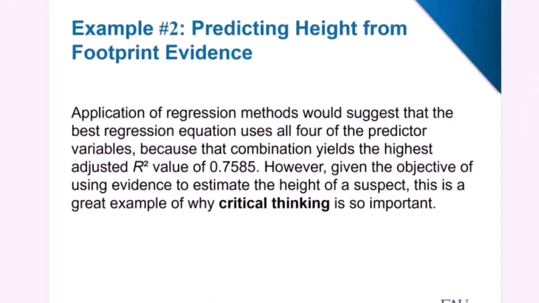Application of regression methods would suggest that the best regression equation uses all four of the predictor variables because the combination yields the highest R squared value of 0.7585. However, given the objective of using evidence to estimate the height of a suspect, this is a great example of why critical thinking is so important. Let's do a little critical thinking before we look at the answer.